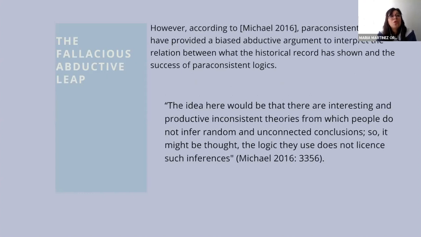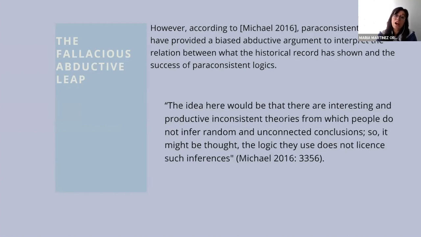And so, what has been happening once we see all these examples that seem to be very, very varied and very diverse? Well, logicians have claimed that these examples illustrate that we can get some paraconsistent reasoning in the sciences, and then human reasoning might in some contexts be paraconsistent. And some paraconsistent logics might be able to describe how we can work with inconsistent information without being irrational, for instance. So according to people like Michael, paraconsistent logicians have provided a abductive argument to interpret the relation between what the historical records have shown and the success of paraconsistent logic.